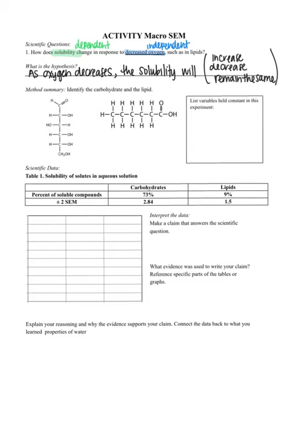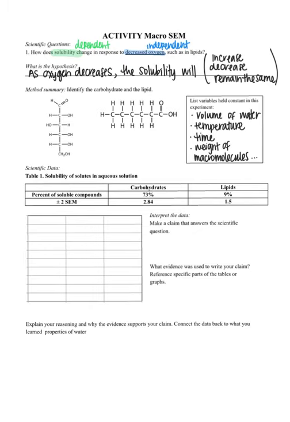Now, another part of the scientific design and lab design stuff that we always go over are variables that could be held constant in this experiment. Some of the things that could be held constant might be the amount of each of the macromolecules they're testing. Maybe they measured out the same amount of carbohydrates and lipids, or the same volume of water that they put both of them in, or the temperature that both of them were tested in, or any other number of things that they could have held constant that seems reasonable for this experiment.